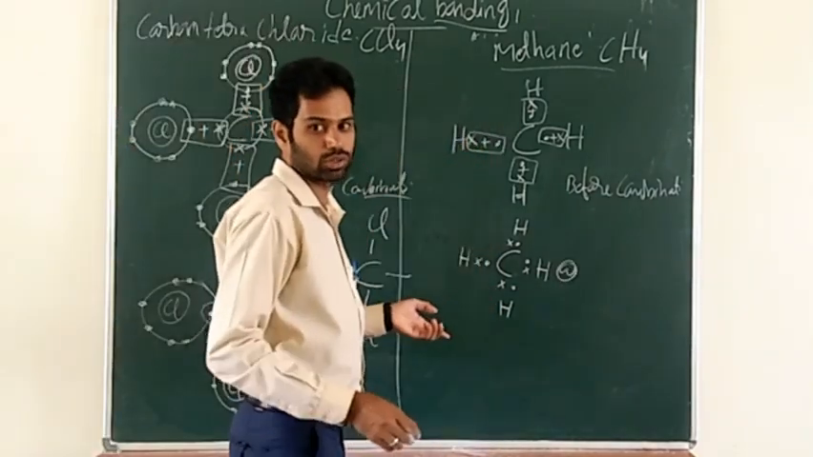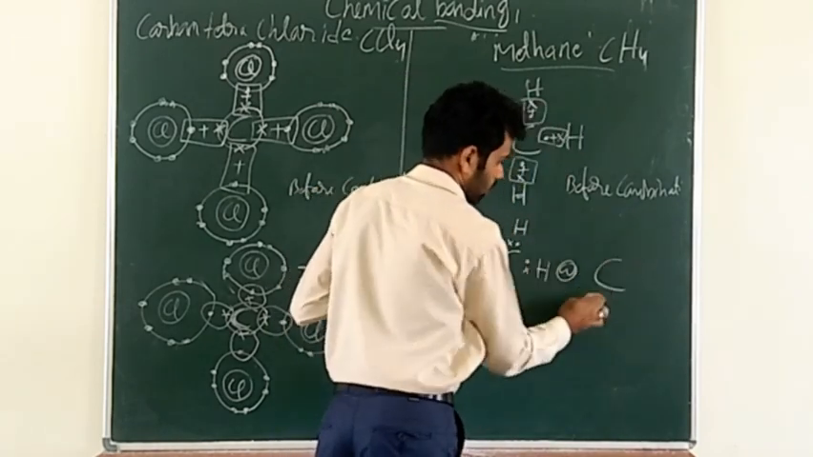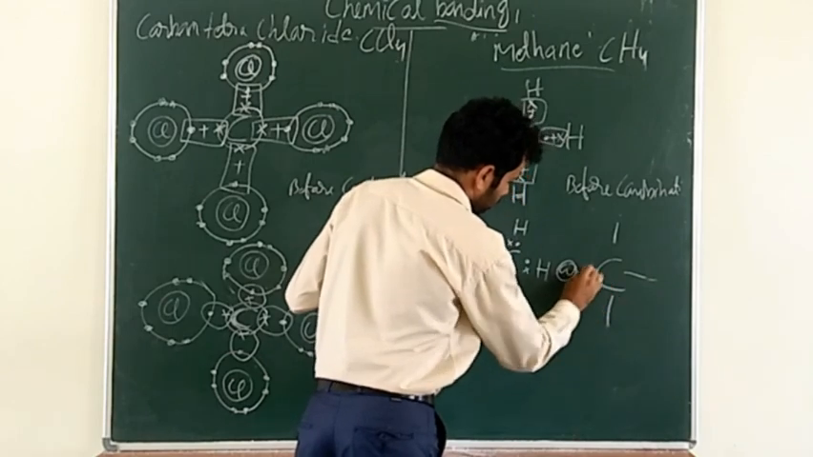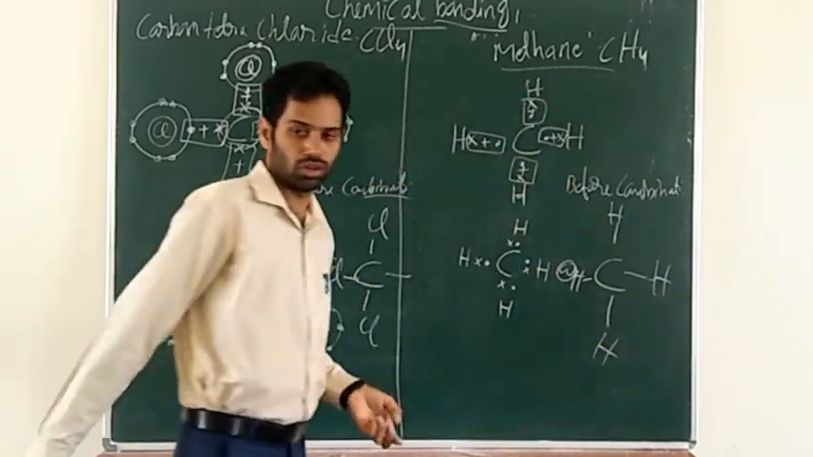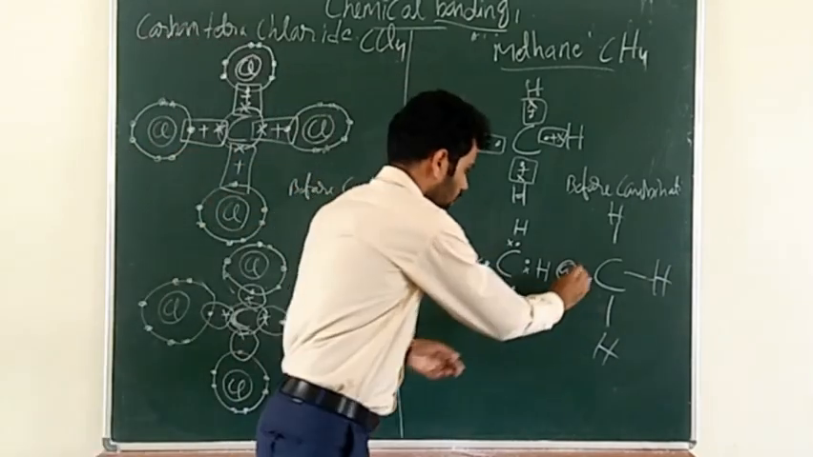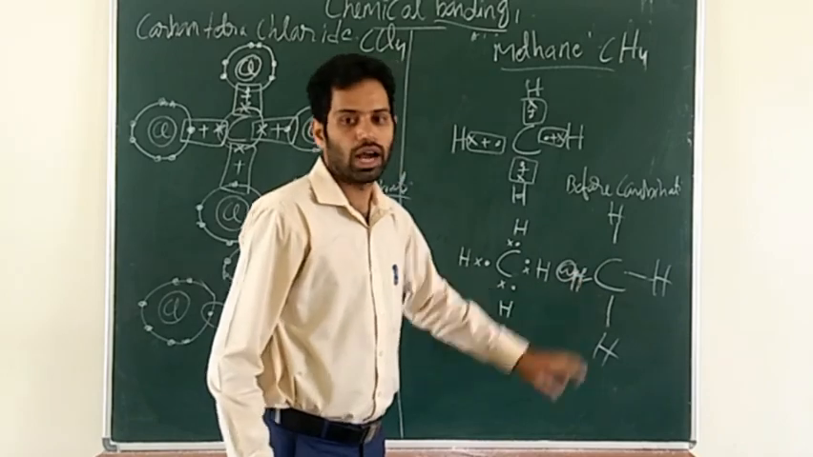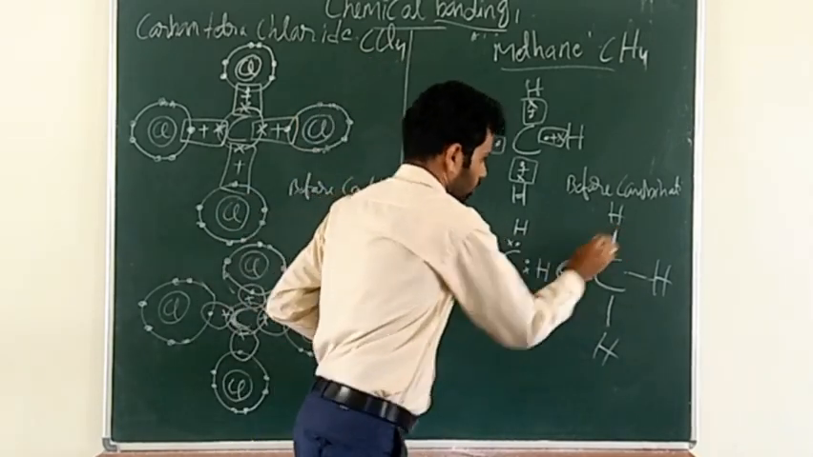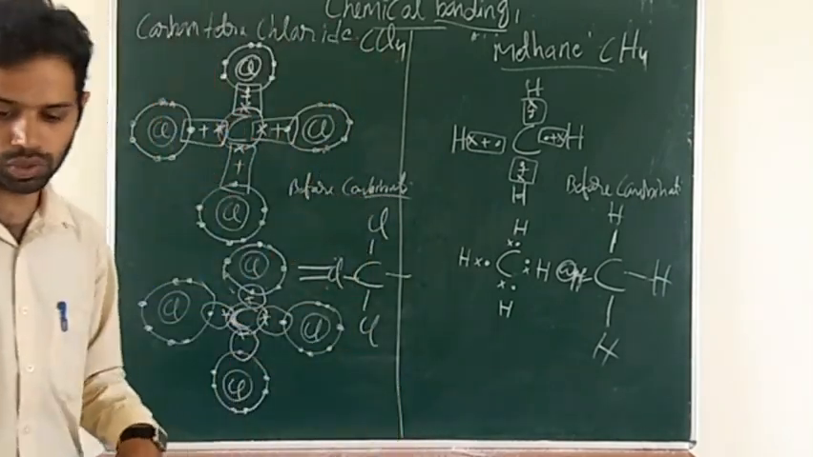Now the methane structure using bonds. Look at the bonds. In the middle you can write carbon, with 4 hydrogen atoms. Carbon valency 4: 1, 2, 3, 4. Hydrogen valency 1, only 1 is there. So this is how to write the structure of covalent compounds.